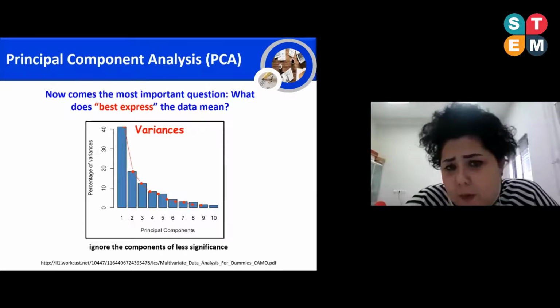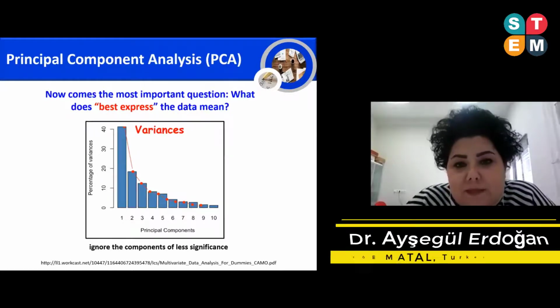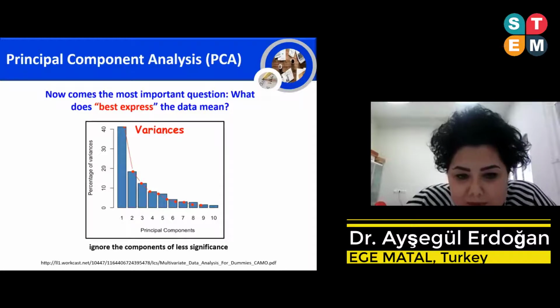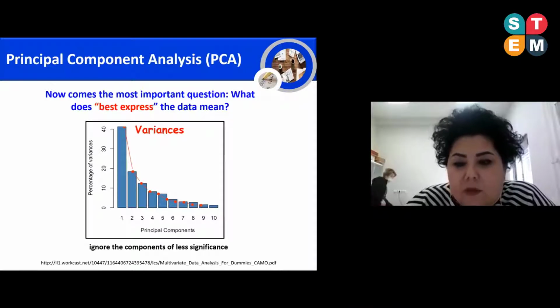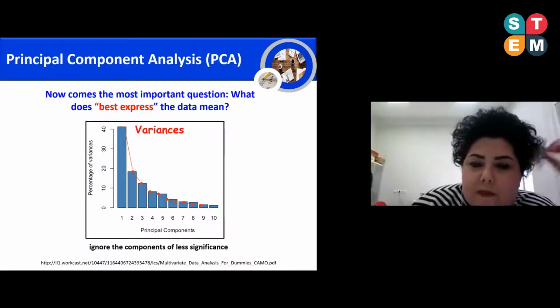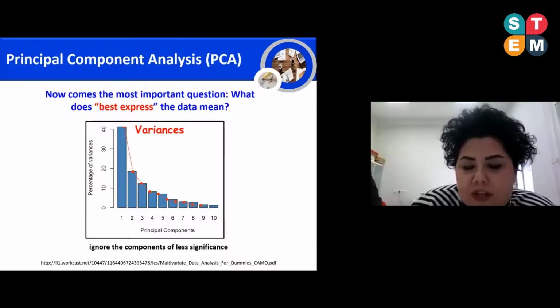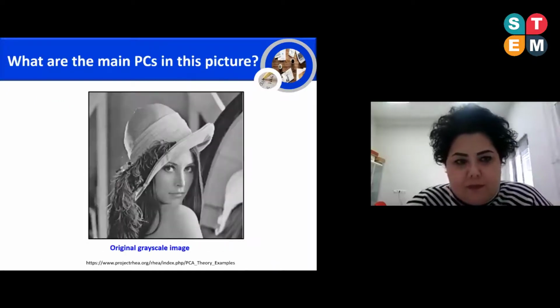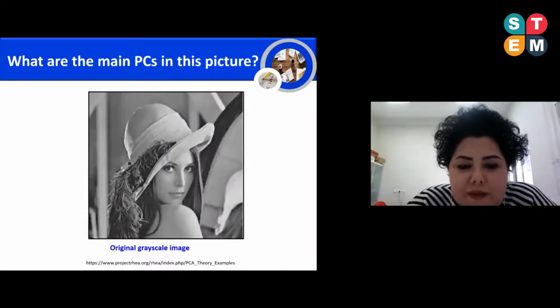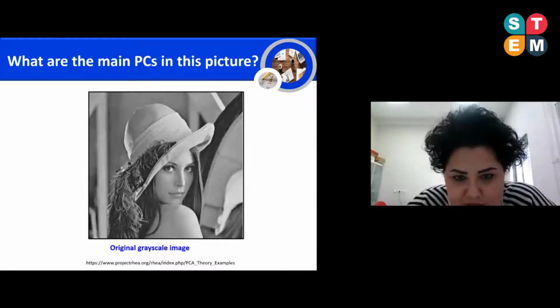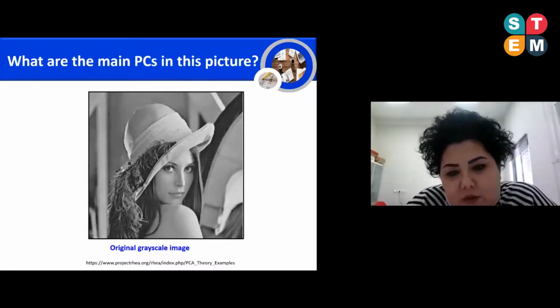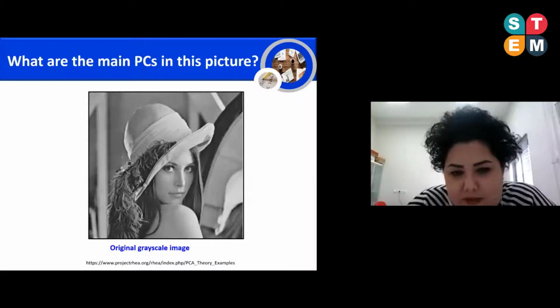Now comes the next important question: what does best express the data mean? Well, you see the variances and ignore the components of less significance. For this reason, for example, in the first principal components, you get all the required information. For example, take a look at this woman's picture. This is an original grayscale image, okay? And when someone asks you, how can you tell about this lady? For example, what do you see dominantly in this picture?